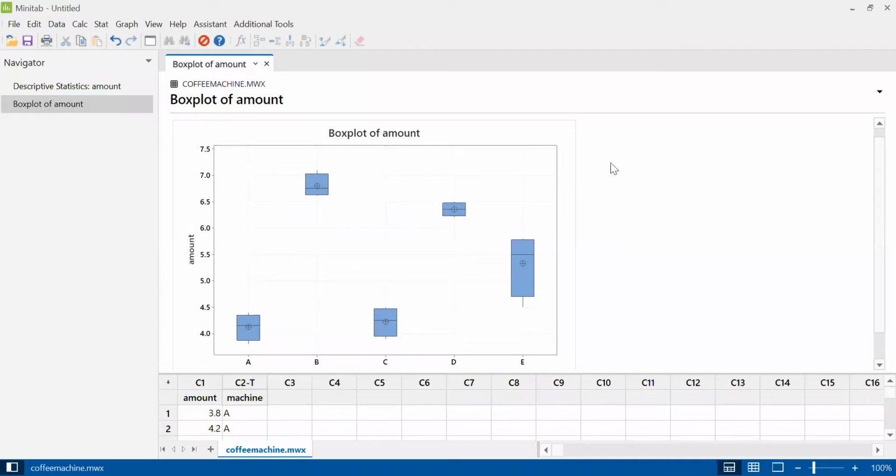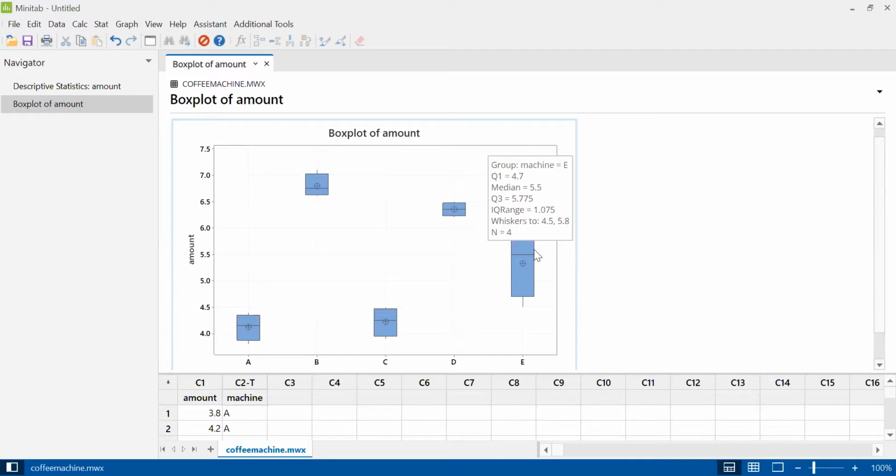And then look at machine D, it has the smallest spread. Machine E has the largest spread. Think about what that means. The spread means how much variation there's going on there. So machine D is the most consistent with how much coffee is being dispersed. That's what it means. And then machine E is the least consistent machine, meaning that it'll give you smaller amounts and higher amounts. It's all over the place, okay?